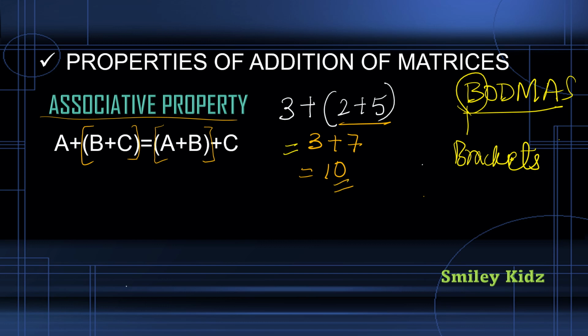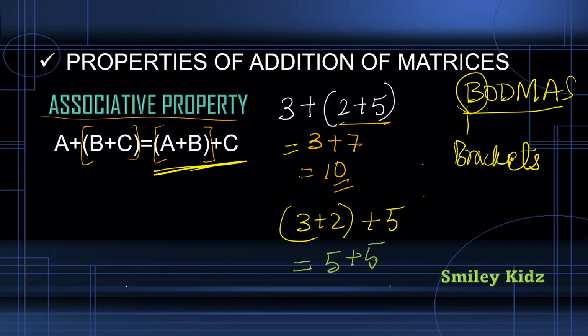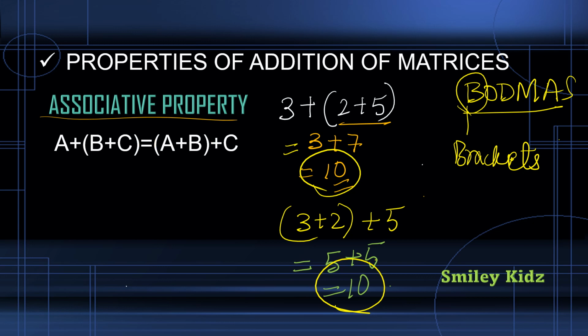Now if I change the order of the brackets, if I put it in this order, it's going to be (3 plus 2) plus 5, isn't it? Now what is this equal to? This is equal to 5 plus 5, which is 10. Now if you have a look at this result and this result, aren't they the same? They are the same. Now let's put this into matrices.